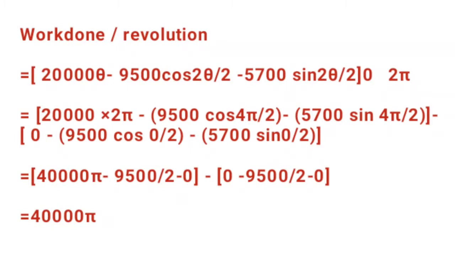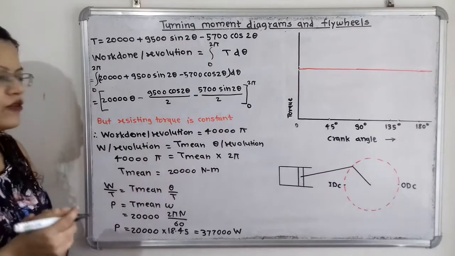So if we solve this bracket, it will become 40,000 pi minus 9500 by 2, and here minus minus will become plus, plus 9500 by 2. So these both terms, minus and plus, are getting cancelled, so what is the answer? 40,000 pi is the answer. The work done per revolution.